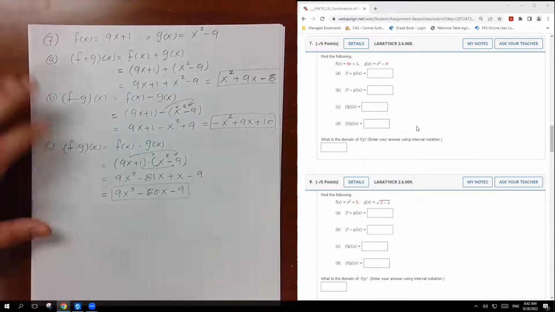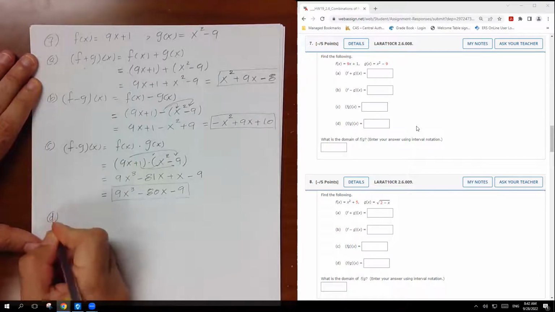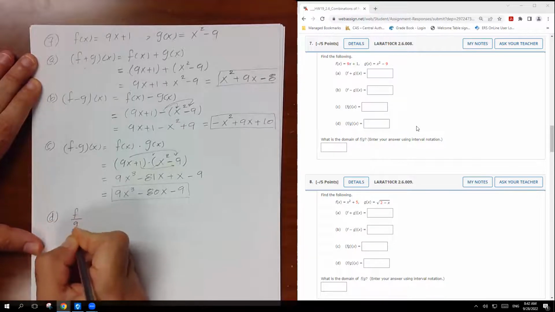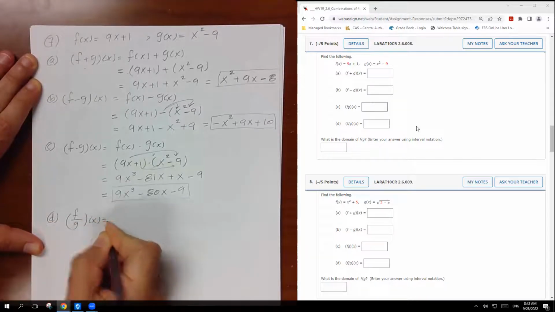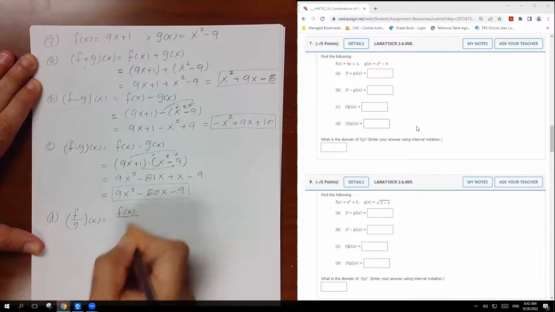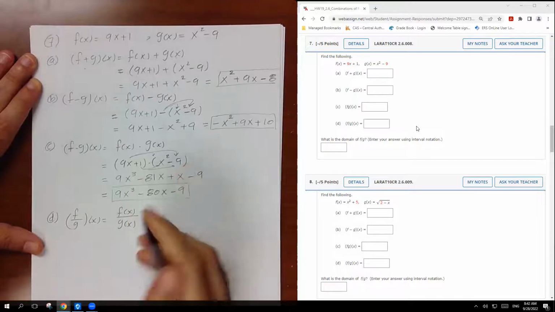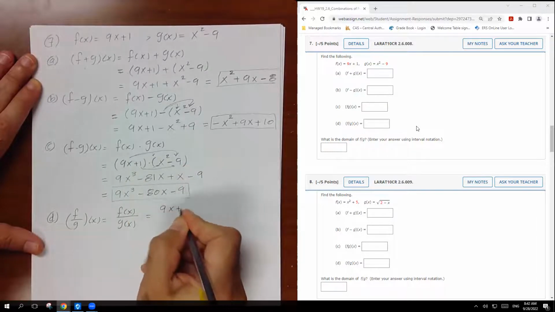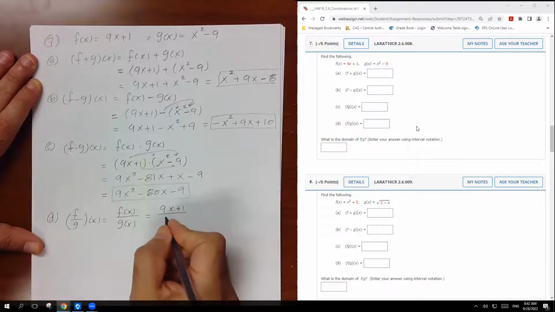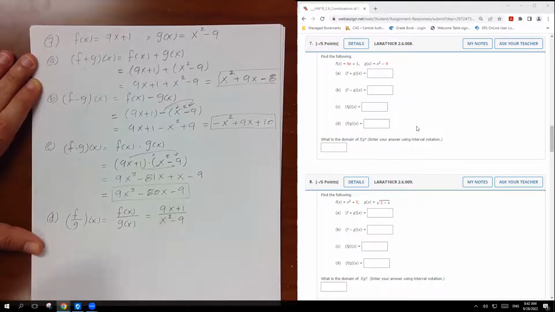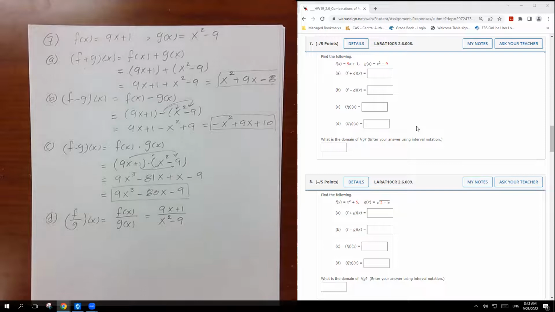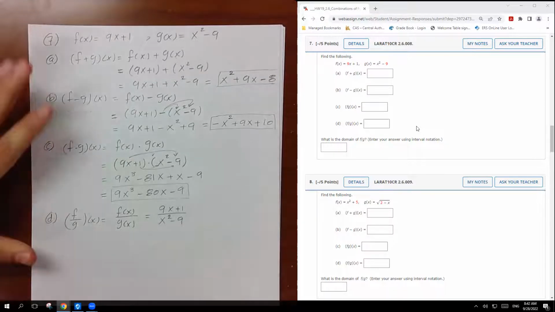D, this says the division. f divided by g of x is going to be f of x divided by g of x, which is 9x plus 1 divided by g of x, which is x squared minus 9. That's it. You can simplify it, you can factor this one. It's going to be the same thing. You can simplify this part with the top part. So that's it. This is the solution for D.